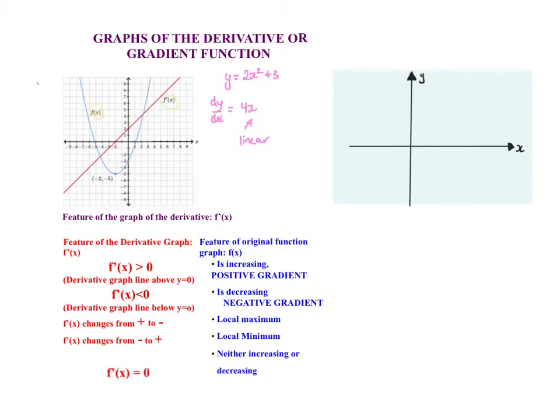So what we're going to do, you have to learn a few features. So we've got the feature of the derivative graph in red, and then the feature of the original function in blue. So if the derivative is greater than 0, you see an increasing, positive gradient in the original one. If you look at this parabola, from this turning point here, we see a positive gradient.